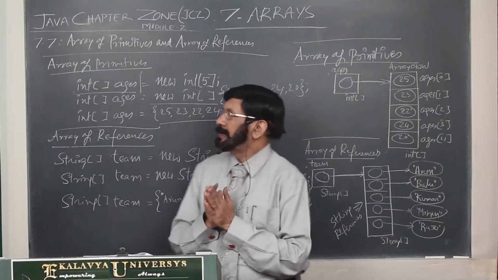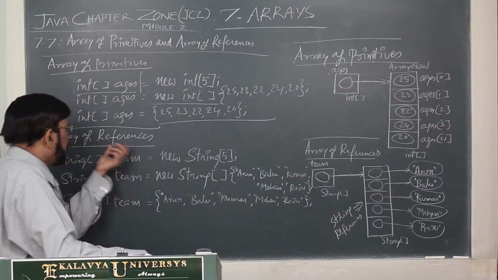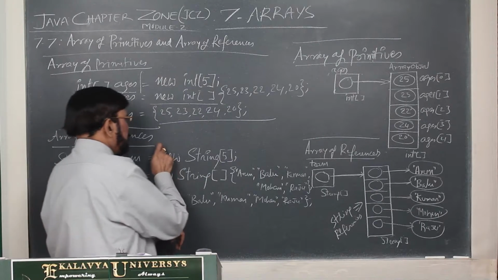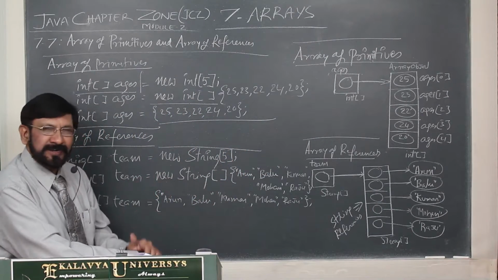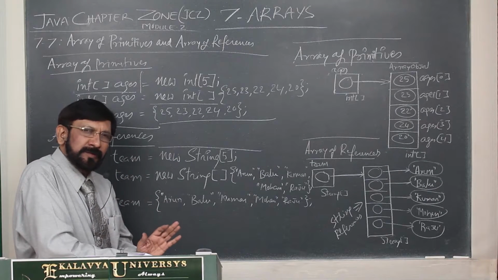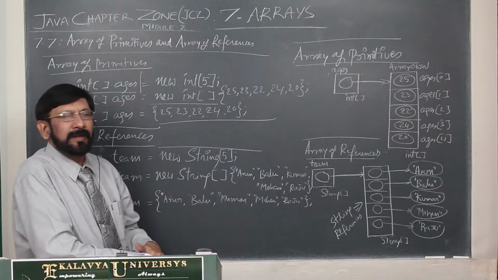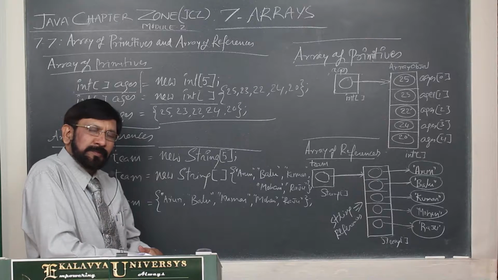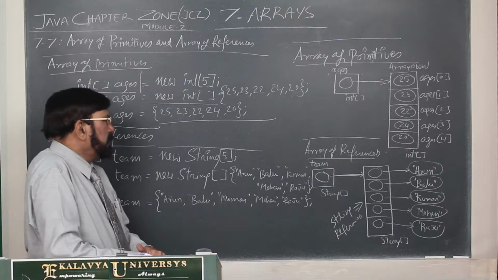After understanding array of primitives, now let us focus on array of references. Before explaining this concept, I would like to give some explanation on the string class. Actually, in the next chapter, we will study strings. For the time being, you understand that string is a class which is provided by the API, the standard Java library.